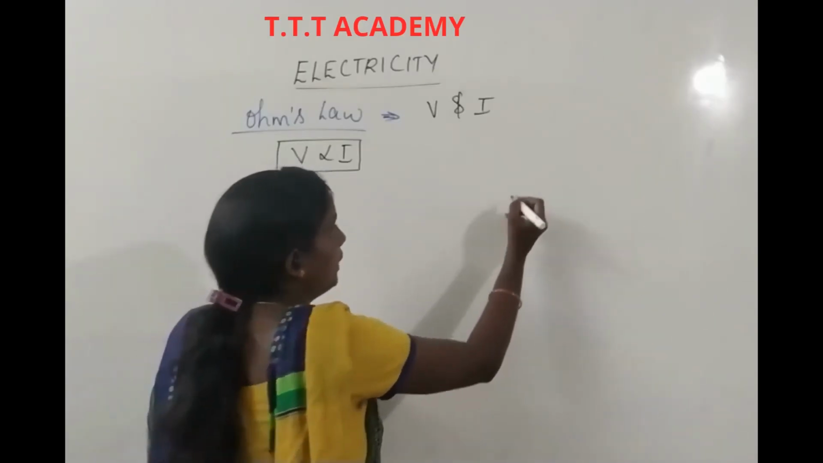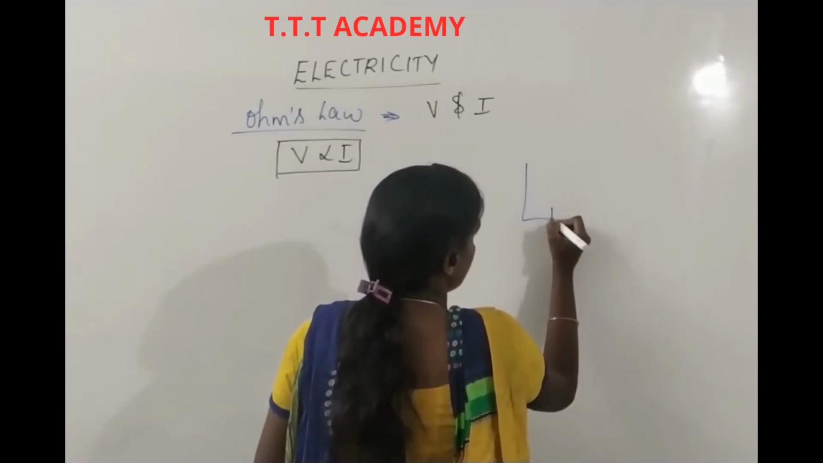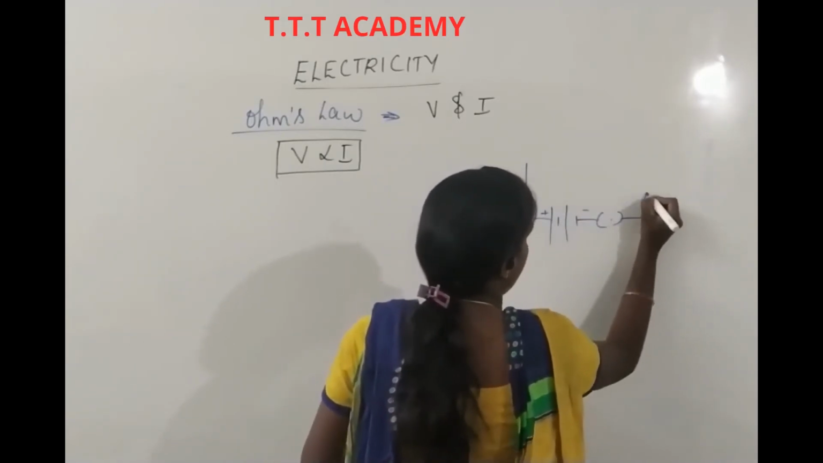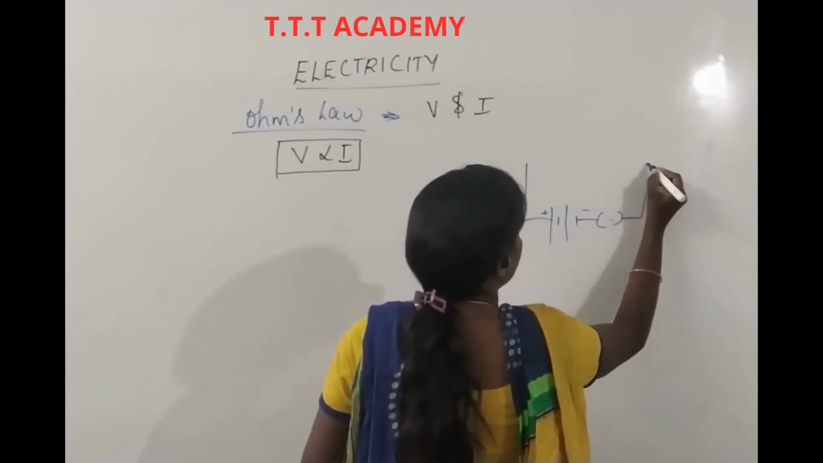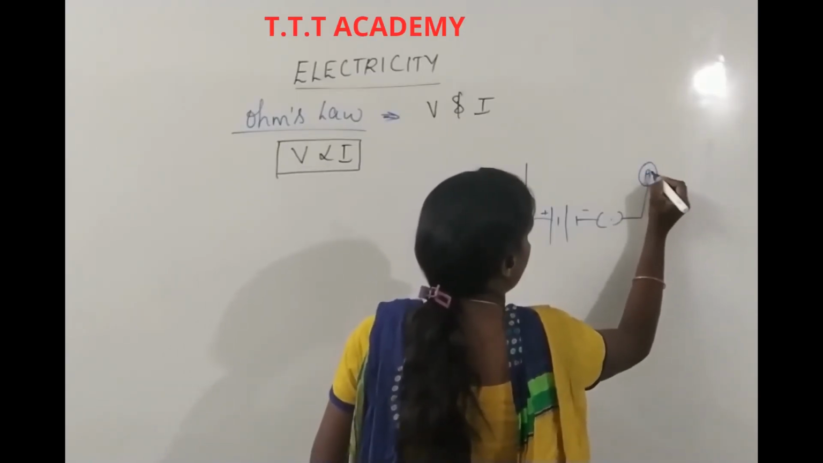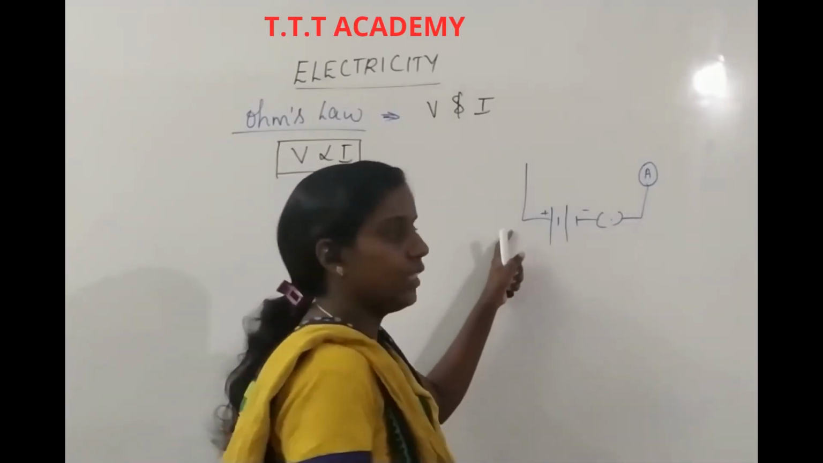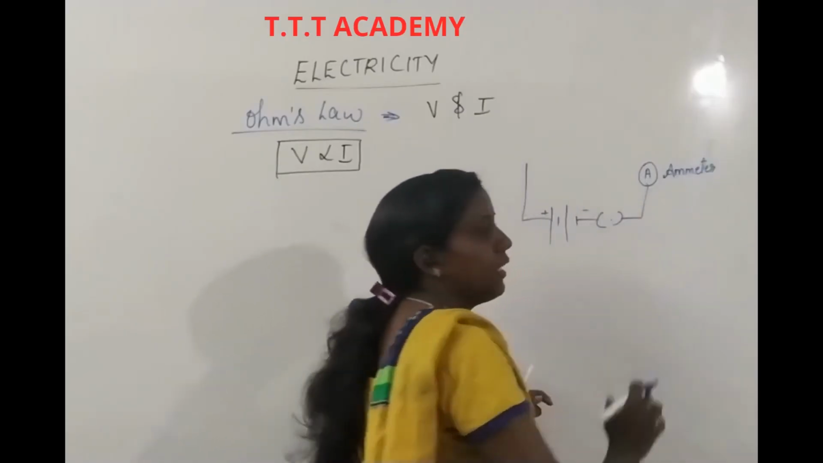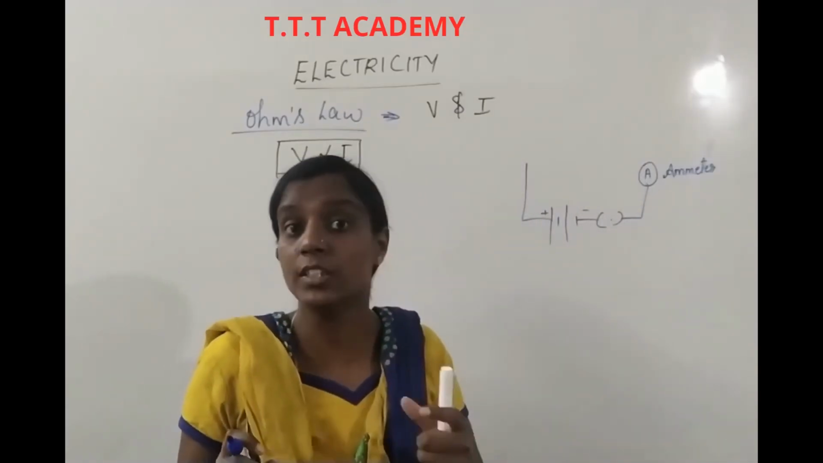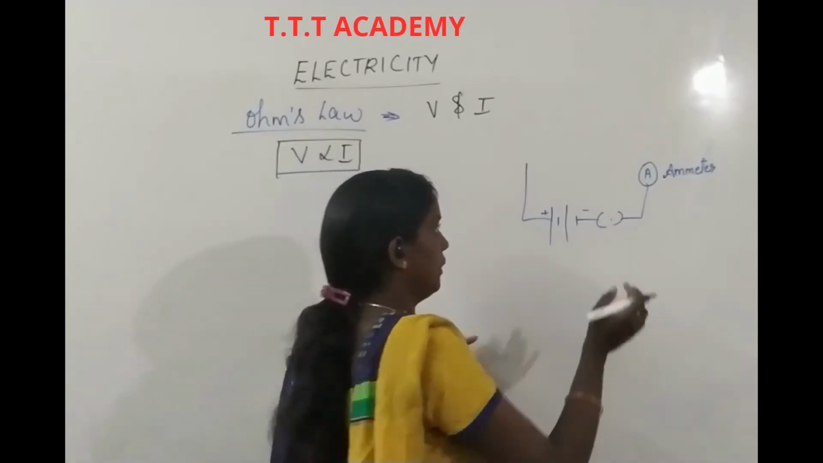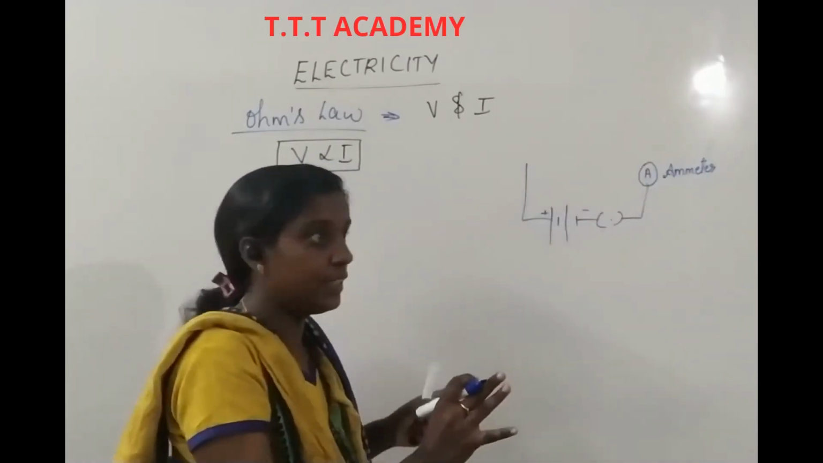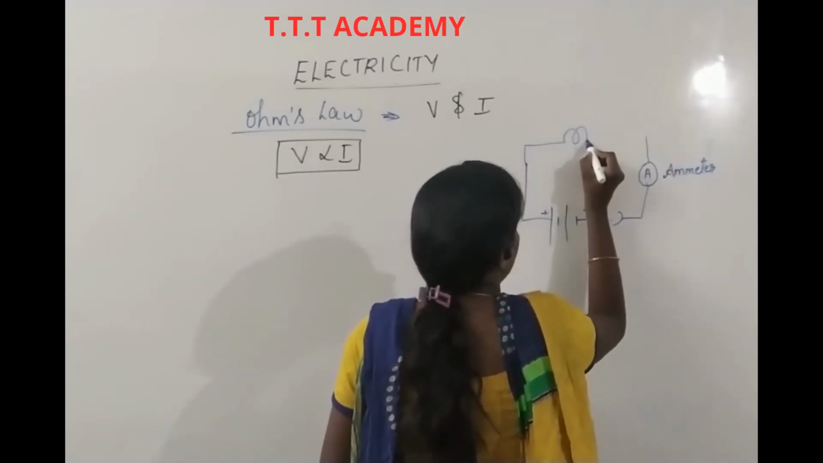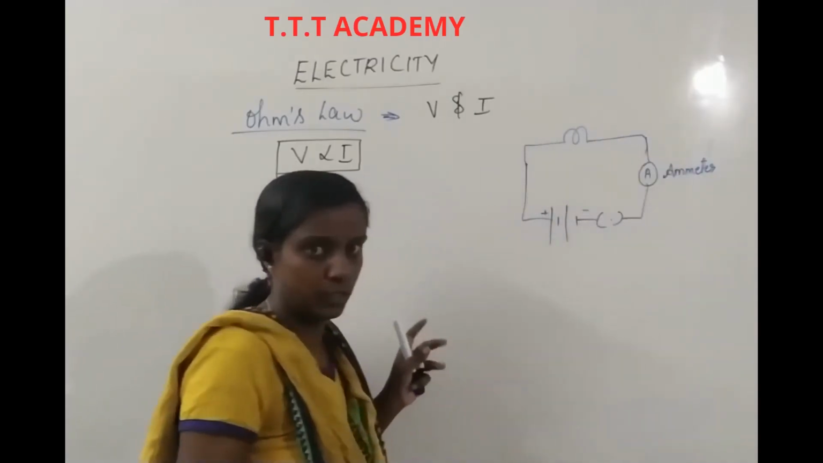Now you see this circuit. A battery with positive terminal and negative terminal, this is the switch, and we are going to connect an ammeter. This is the ammeter, a device we use to measure the flow of electric current, and it is connected in series in the circuit. This ammeter is connected to a bulb. So this is a circuit, as you know.